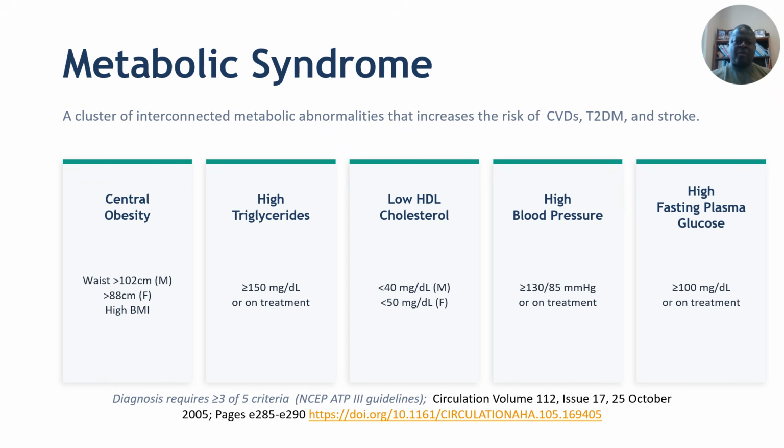This criteria is important for several reasons. One, it allows for the identification of patients who are at high risk of developing atherosclerotic cardiovascular disease and type 2 diabetes. Two, it helps us to better understand the pathological link between increased cardiovascular disease and type 2 diabetes. And three, it gives us deeper understanding into the epidemiological, pathological, as well as lifestyle factors. And this allows us to come up with preventative treatment approaches.